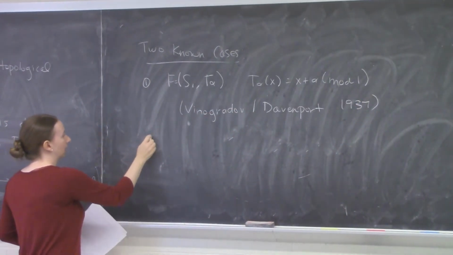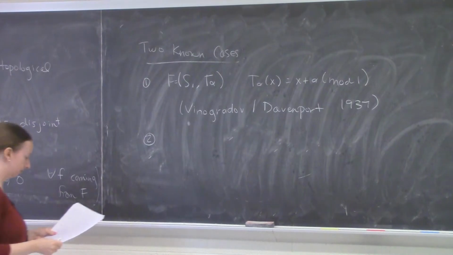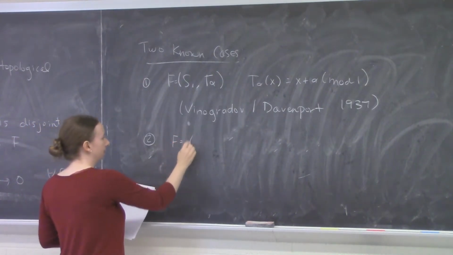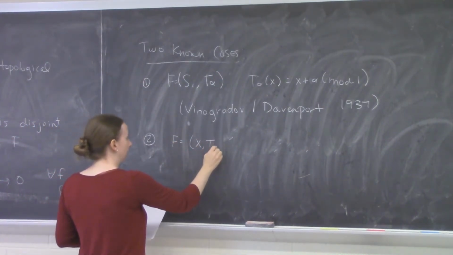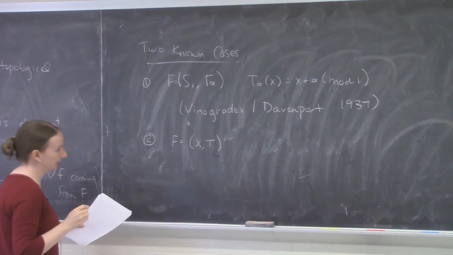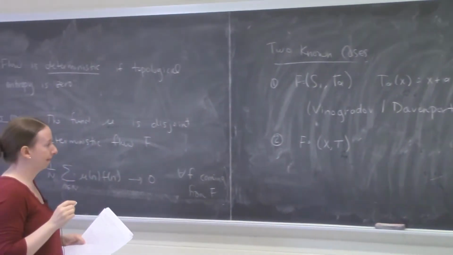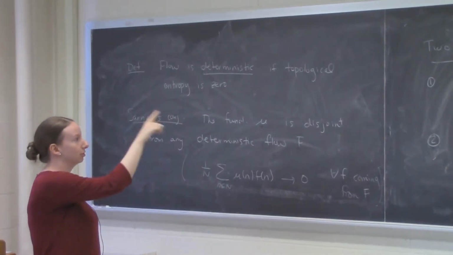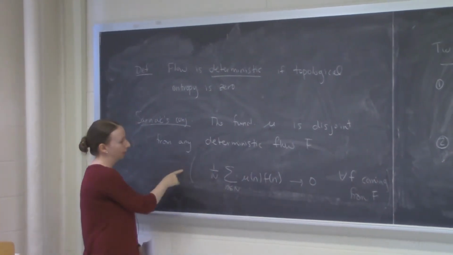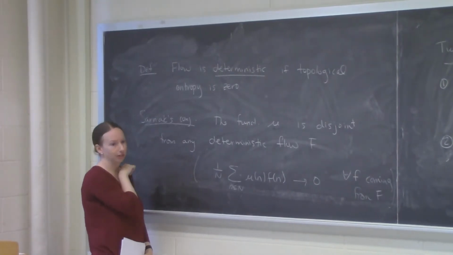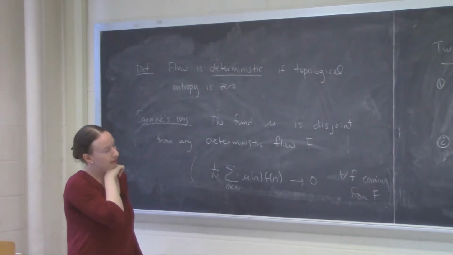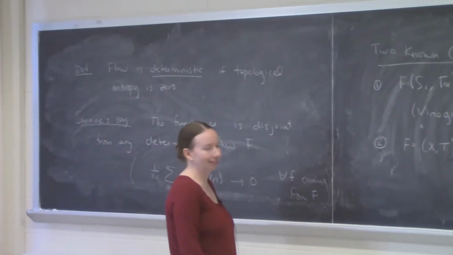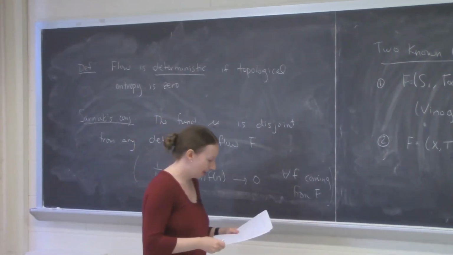Okay, the second one is a little more recent, from 2013. Here, our flow XT is going to... So they proved that it's disjoint from the Möbius function. That's exactly right. So by known cases, I mean known cases of flows that satisfy the conjecture. Okay. So rotations are wonderful, nice and simple.